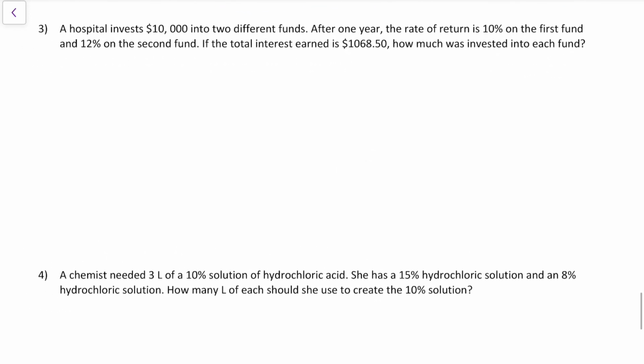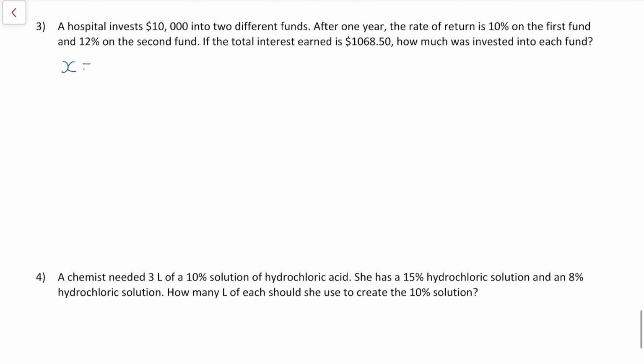Let's try one more using some percentages. So a hospital invests $10,000 into 2 different funds. After 1 year, the rate of return is 10% on the first fund and 12% on the second fund. The total interest earned is $1,068.50. How much was invested into each fund? So our funds can be our X and Y. So we'll say our X is the first fund and our Y is the second fund.